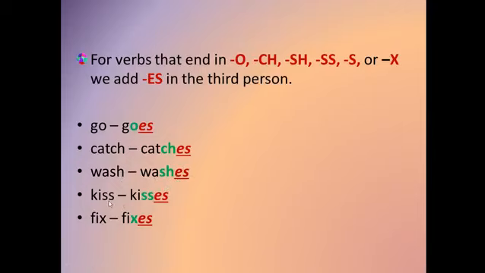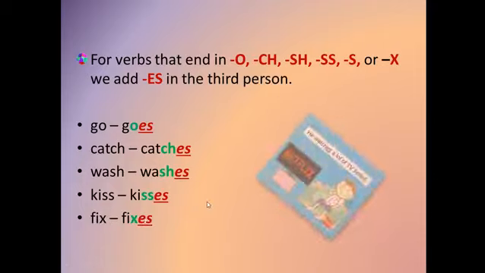He kisses. Why? Because the subject is he and my verb ends in a double s, so I add an es in the present simple. She fixes. My verb here ends in an x, so I have to add an es in the present simple, and of course the subject is she.